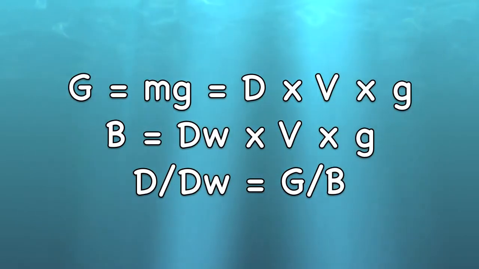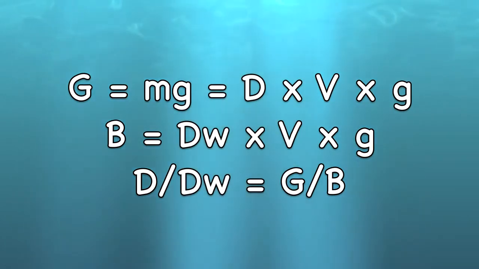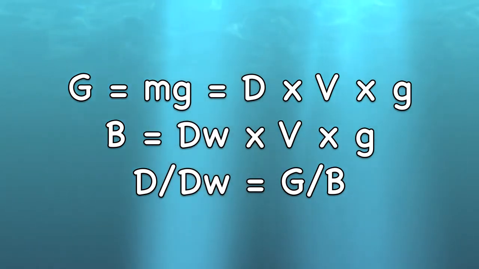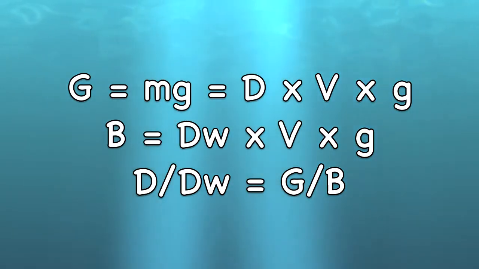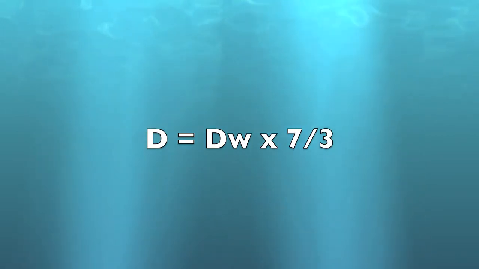gravity equals mass times g equals density of the object times volume of the object times g, while buoyancy equals density of water times volume it displaces, which is also the volume of the object, times g. When doing the ratio of the two equations, we get density of the object over density of water equals gravitational force over buoyancy force. Then we can plug in the numbers. Density of the object equals density of water times 7 over 3, while the density of the water is 1.0 times 10 to the third kilograms per cubic meter.